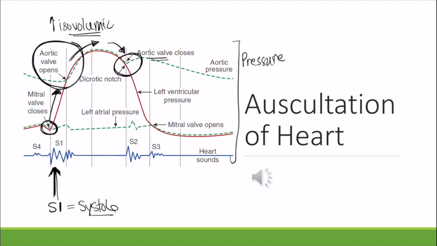So as soon as the pressure in the aorta exceeds the pressure in the ventricle, the aortic valve snaps shut, and that makes a noise. That's S2, our second heart sound. That is the dub. So S2 is the closure of the aortic and the pulmonary valves, which is why it's easiest to hear in the aortic and pulmonary region.